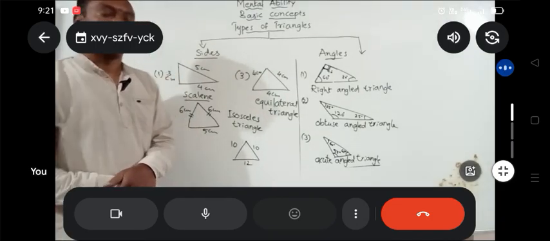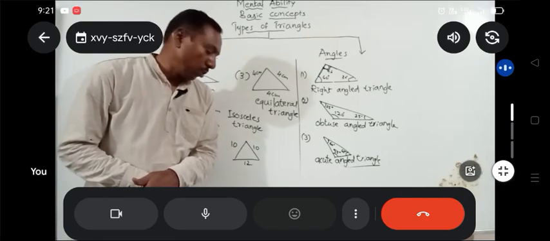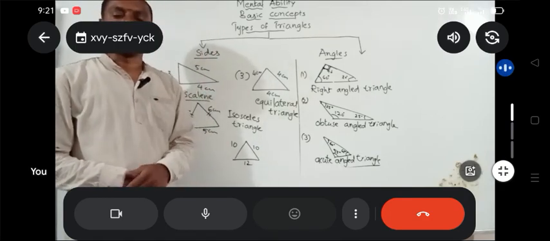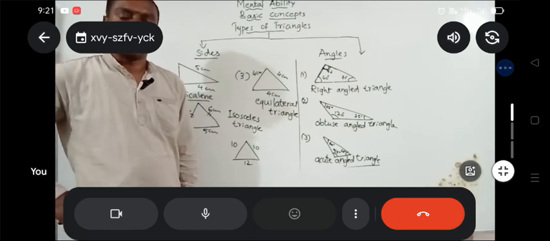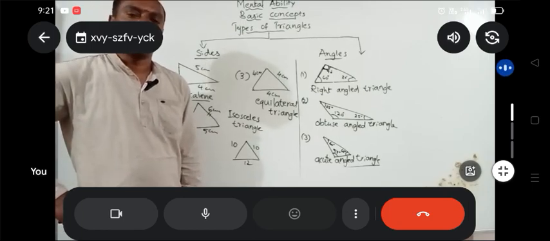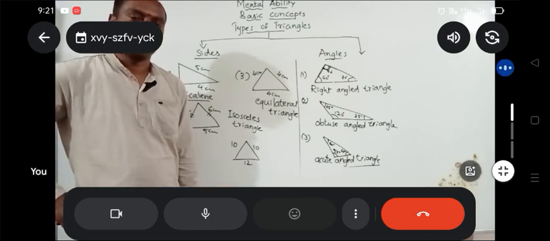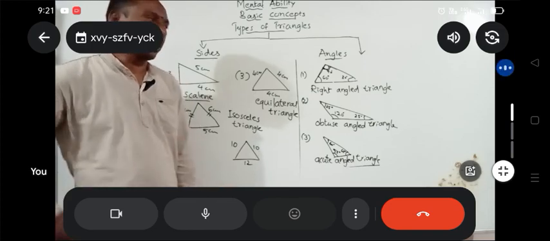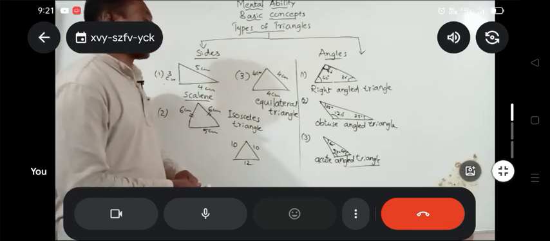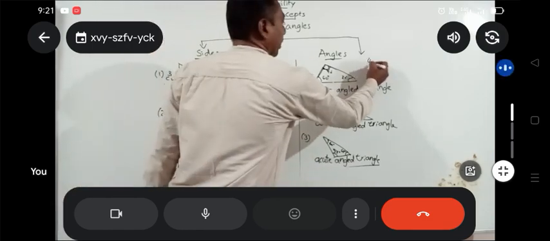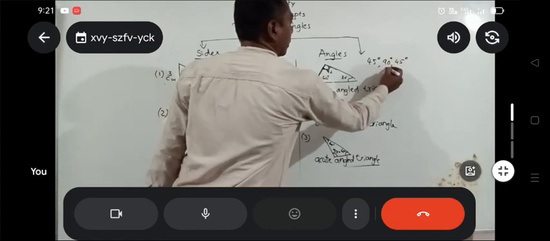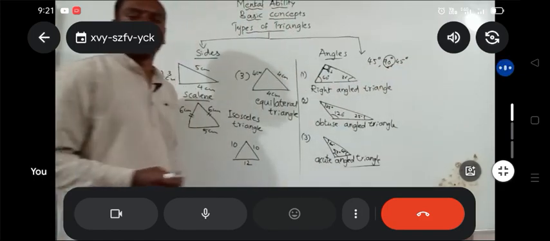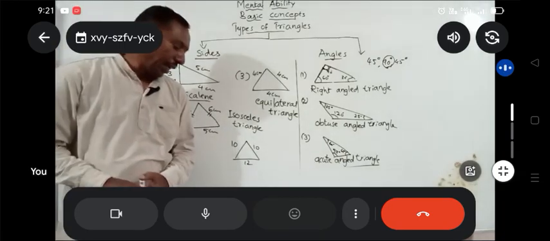Now, let me ask one more question to Raksha. Raksha, there is a triangle in which the angles are like this: 45 degrees, 90 degrees, 45 degrees. Can you name the triangle based on angles? Sir, right angle triangle. Excellent, very good. 45, 90, 45. A 90 degree right angle is there. That's why it is a right angle triangle.